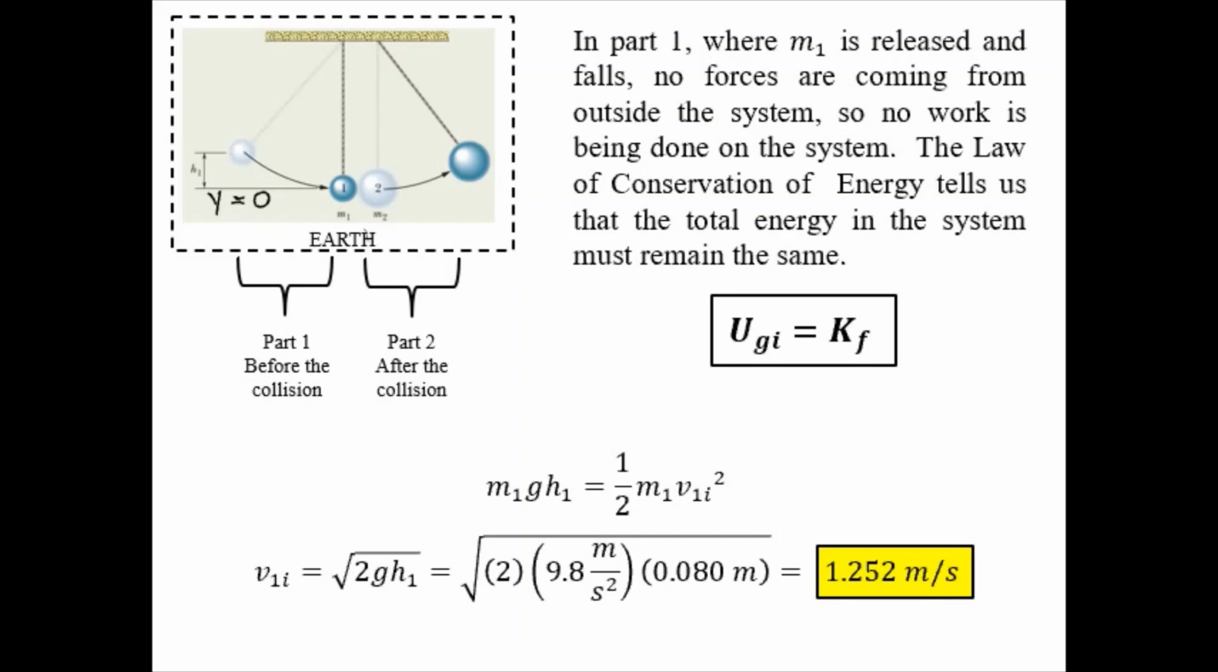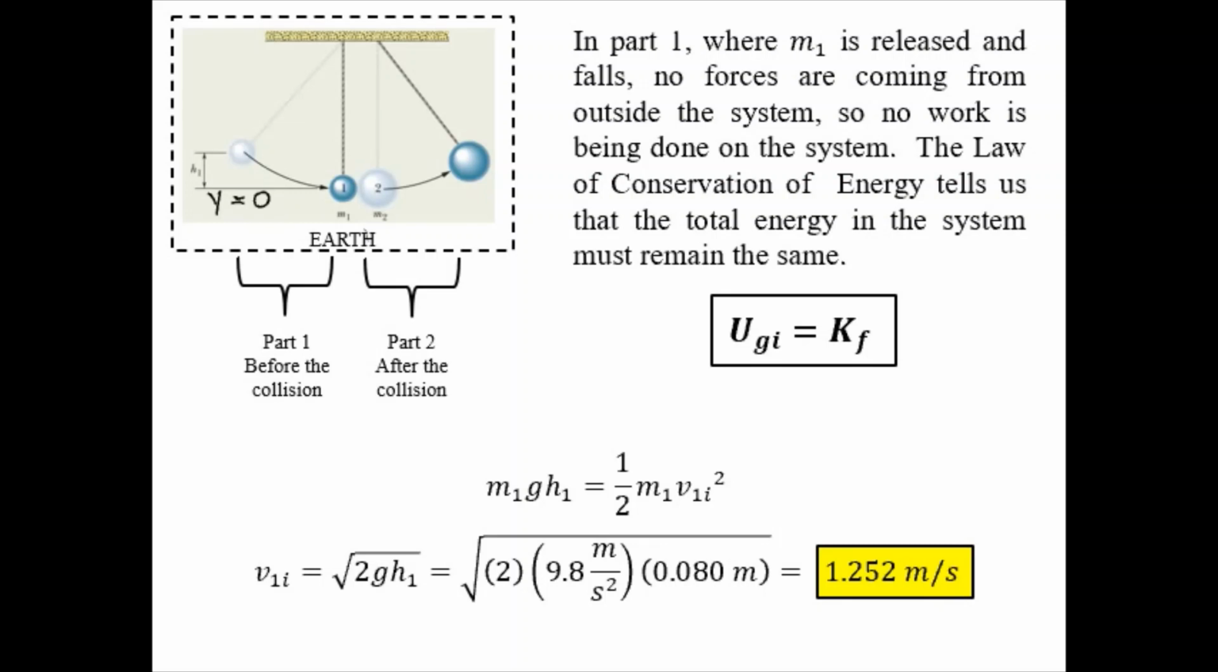No mention of friction, no winds coming from outside our system going through the system, nothing of that sort. So all the energy is initially gravitational energy. Once ball 1 gets down to the bottom, it's at zero height, which means there's no more gravitational energy. All the energy is going to be in the form of kinetic energy. So we know the initial gravitational energy the ball has to be equal to its final kinetic energy.